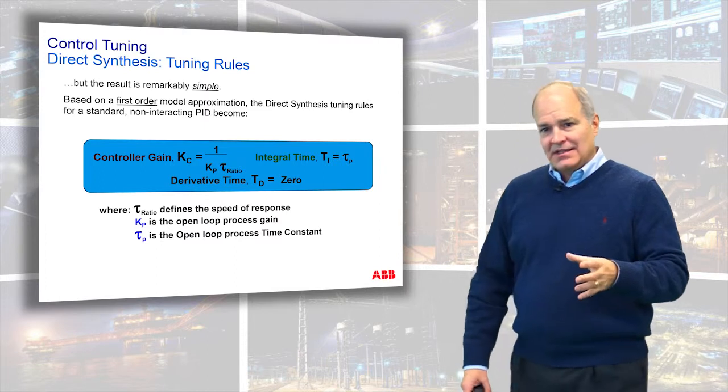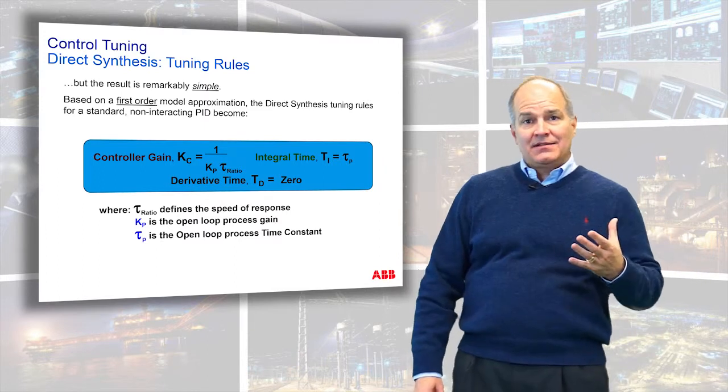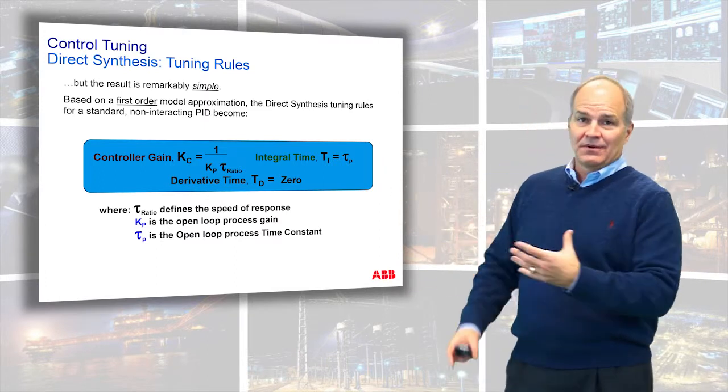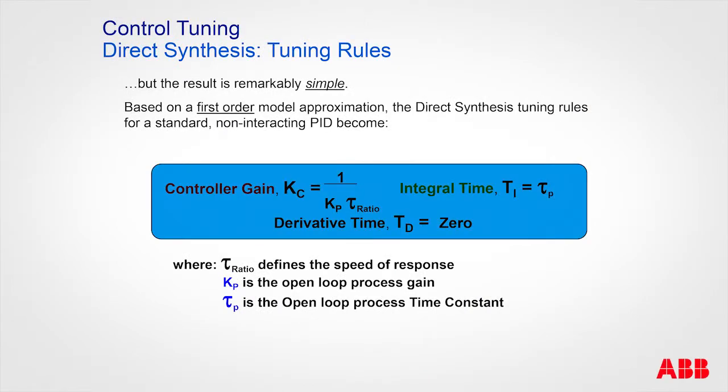What's interesting is, as complex as that math is, the tuning rules are really pretty simple. Remember we said in the last clip that the proportional gain and the process gain were inverted? They're inversely proportional. And then there's this term I called tau ratio. I'll talk about that. That's like your knob. If it's a big number, you have a slow response. If it's a small number, you have a fast response. So it's your knob for tuning.